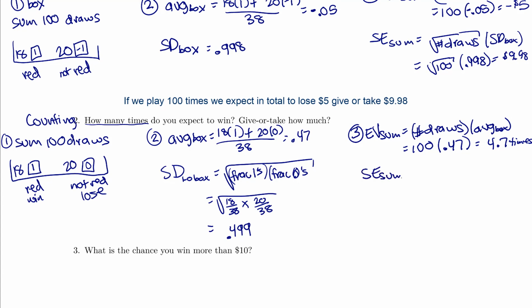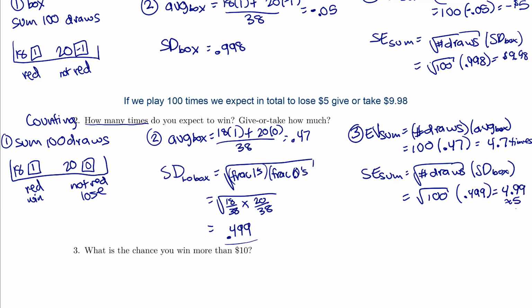And my SE for the sum is equal to the square root of the number of draws times the SD of the box. So this will be the square root of 100 times the standard deviation that we just found of 0.499, which gives me 4.99, which is almost 5 times. Now, we don't have to round. It was so close to 5 that I think it makes more sense to say give or take 5 times, but you don't have to.